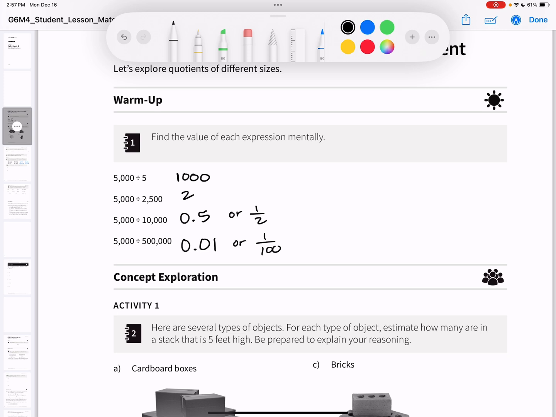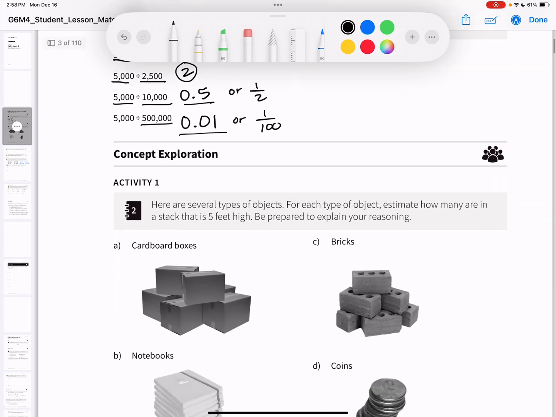So as you can see, when we are dividing a larger number by a smaller number, our answer is pretty large. When we are dividing a larger number by a slightly smaller number but still quite large, we get something close to 2 or 1. If we are doing a smaller number divided by a larger number, we are going to get a decimal. And if it's really big, we're going to get a really small decimal. All right, let's move on.